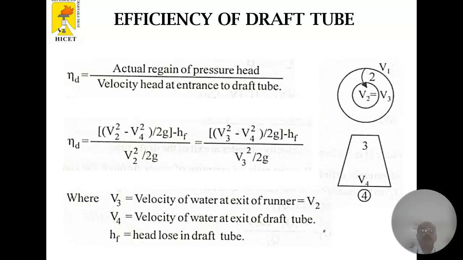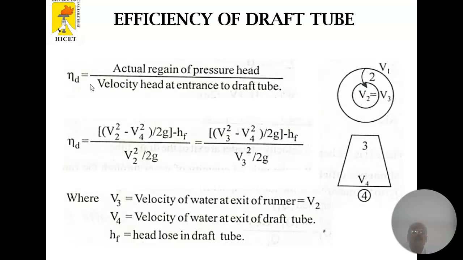Next, we calculate the efficiency of the draft tube. So the efficiency of the draft tube is the ratio between the actual regain of pressure head to the kinetic head or velocity head at the entrance to the draft tube. So it is a conical draft tube. So we have to measure at the outlet side. This is the unit. So it is the shortest diameter. This is the largest. So the shortest velocity is V2 and the outer larger one is V1. So V2 is also equal to V3.